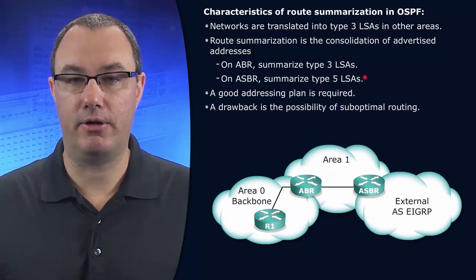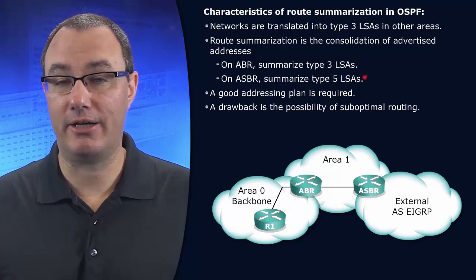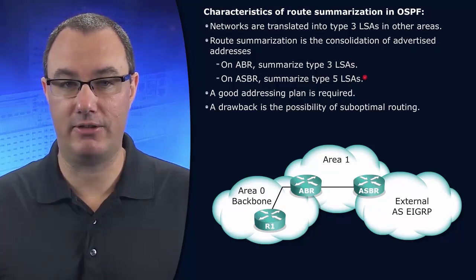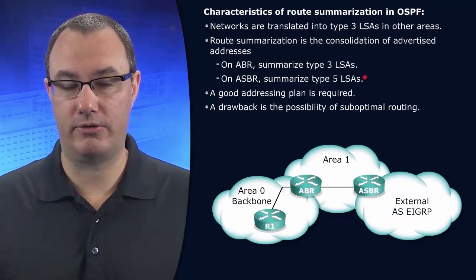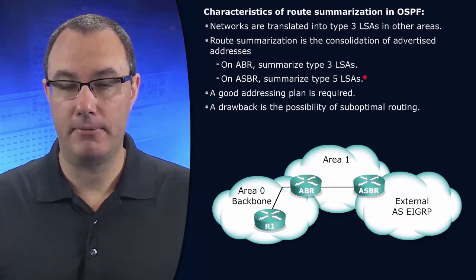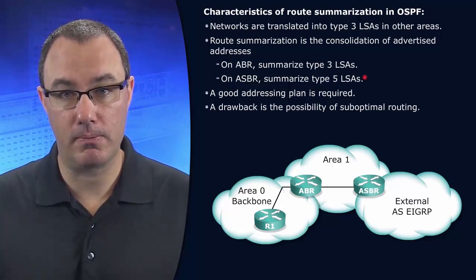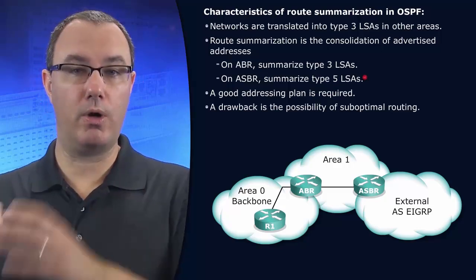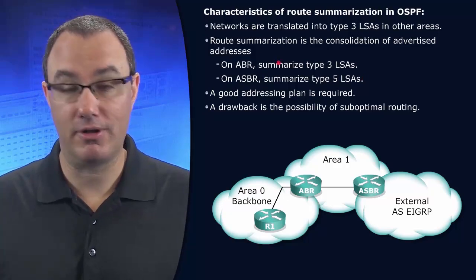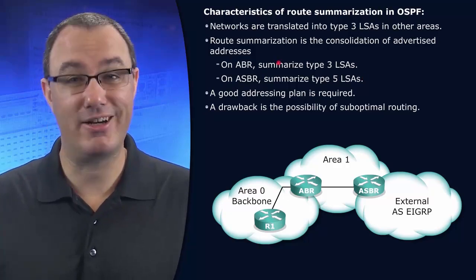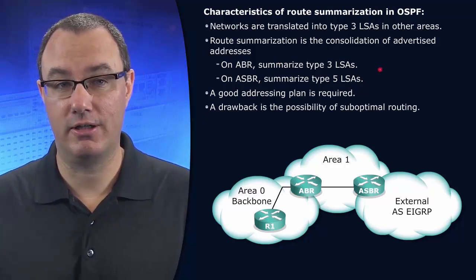Then ASBRs, which generate external routes, type 5 LSAs, that's the only place where we can summarize external routes. Knowing that means we can go to the right router and tune what we're trying to tune. If you go to an ABR, try to summarize your type 5s, it's not going to work, and vice versa.